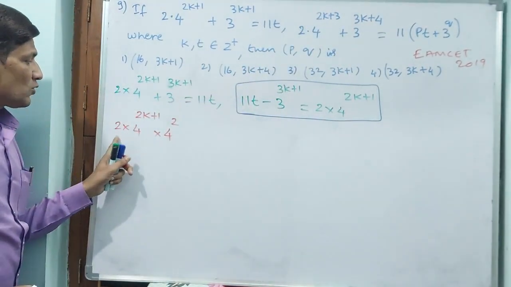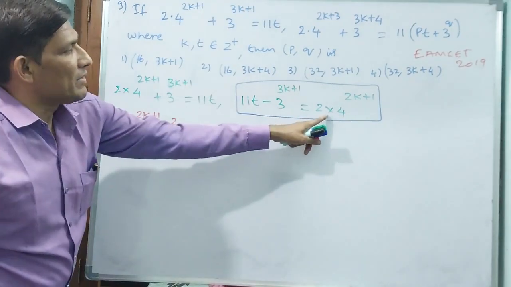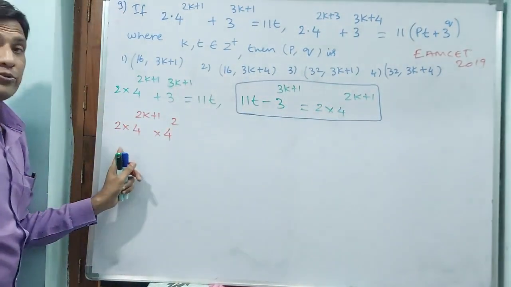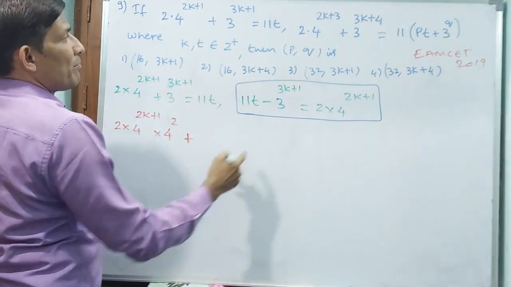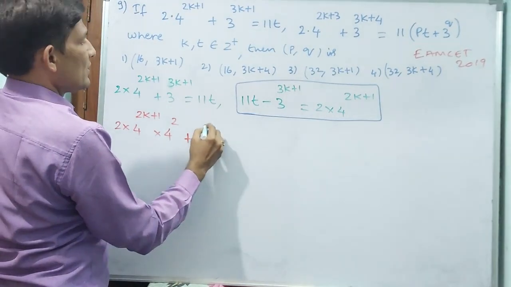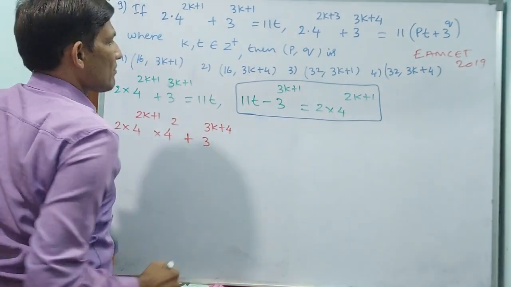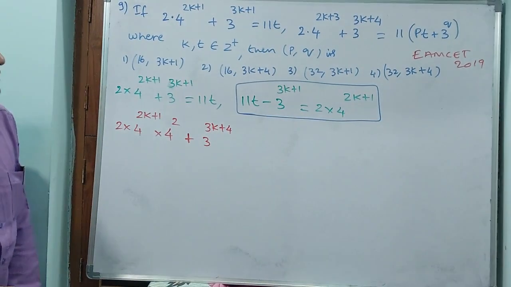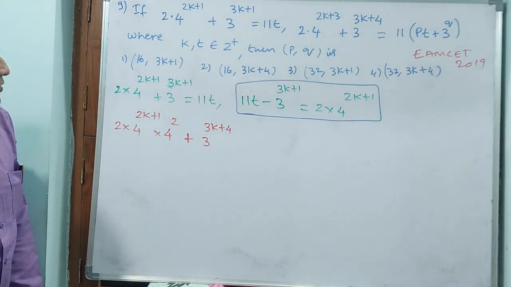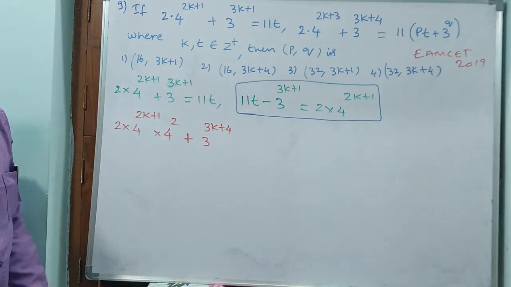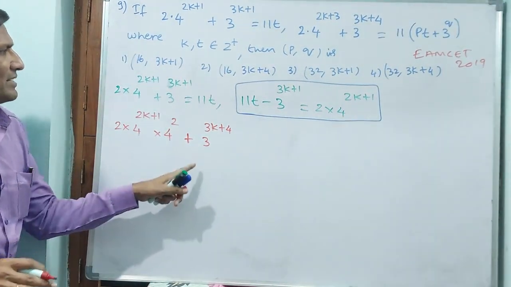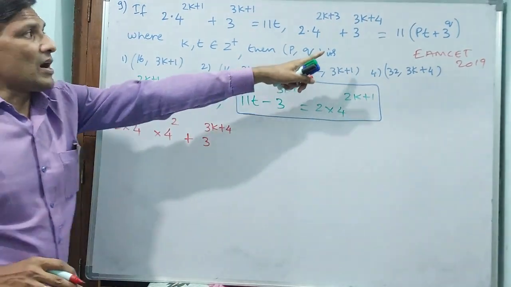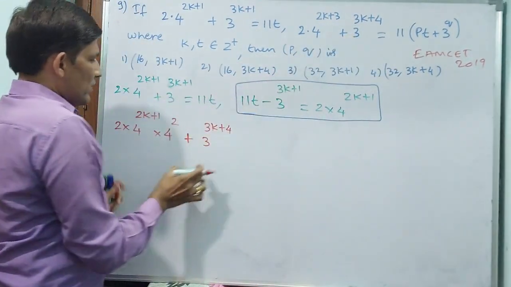Why have I written this? Because 2 into 4 power 2k plus 1 value you are having, and this value you can substitute here afterwards. That is why I have written it. Plus 3 power 3k plus 4. Need not do anything at present, let it be. We have taken only the LHS, so the RHS we will equate afterwards.